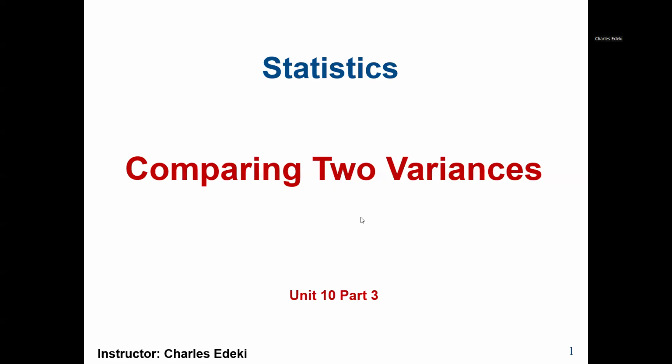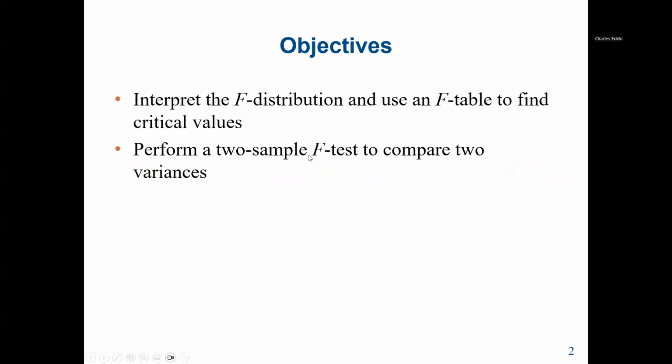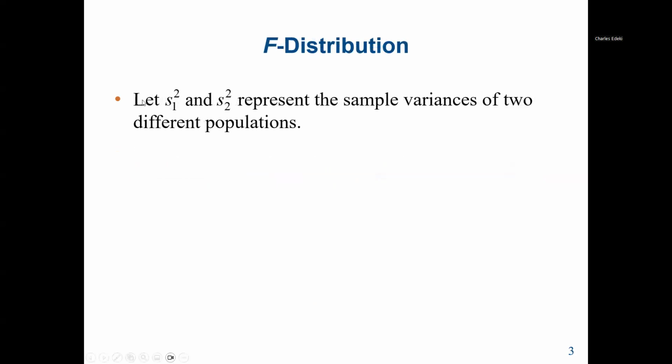Comparing two variances. Our main objective in these lectures is to perform a two-sample F test to compare two variances. Also, how to interpret the F distribution and use an F table to find critical values.